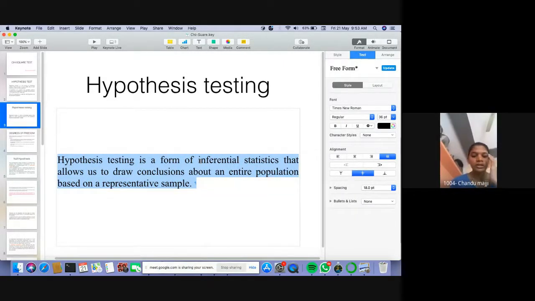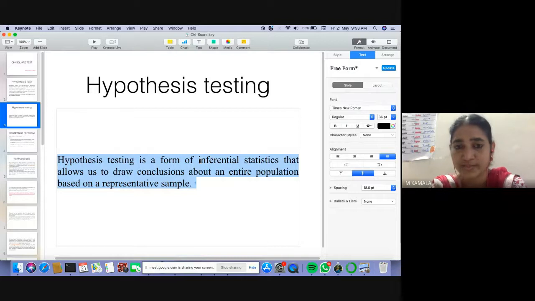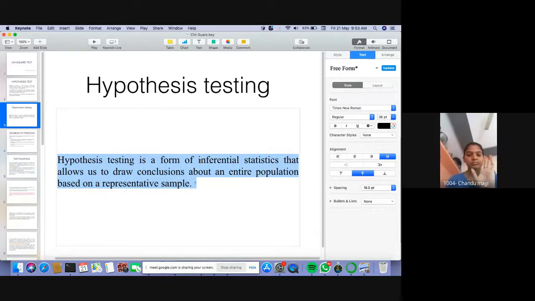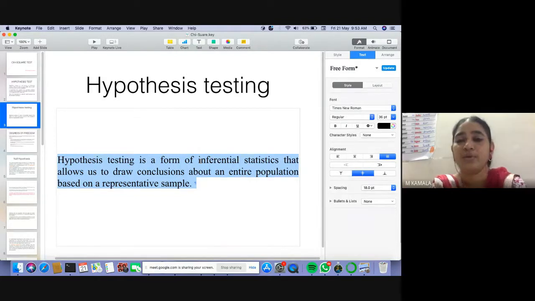Descriptive and inferential. Very good. Who said this? Ma'am Chandu. Good, good, Chandu.